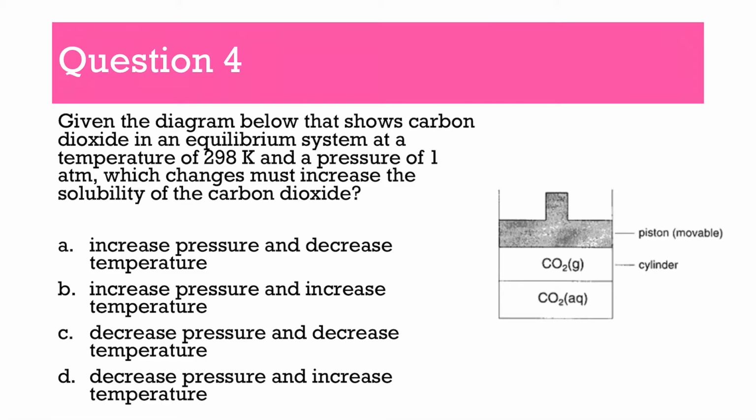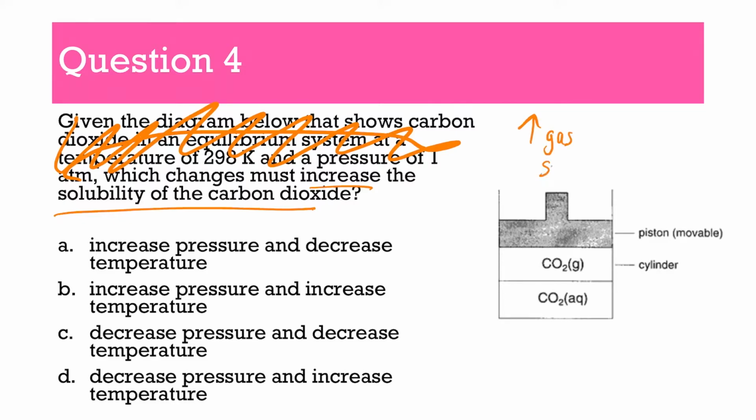Okay, number 4, continuing with this kind of topic. Given the diagram below, that shows carbon dioxide in an equilibrium system at temperature 298 K and a pressure of 1 atm. All this stuff right here is there to confuse you. All it's saying is what changes must increase the solubility of carbon dioxide. If you want to increase the gas solubility, we talked about we have to increase that pressure. So we can get rid of answer choices C and D.